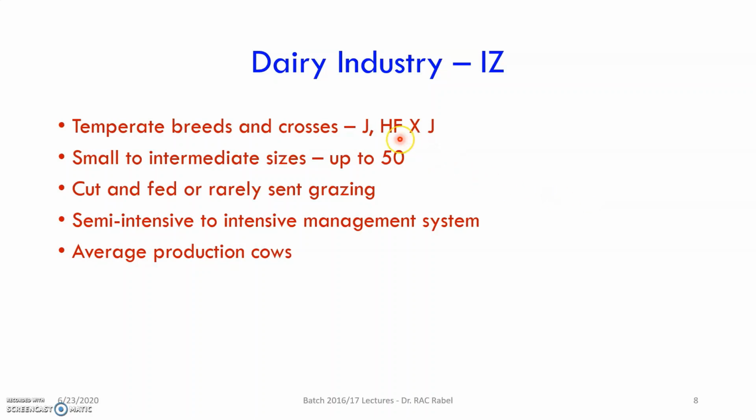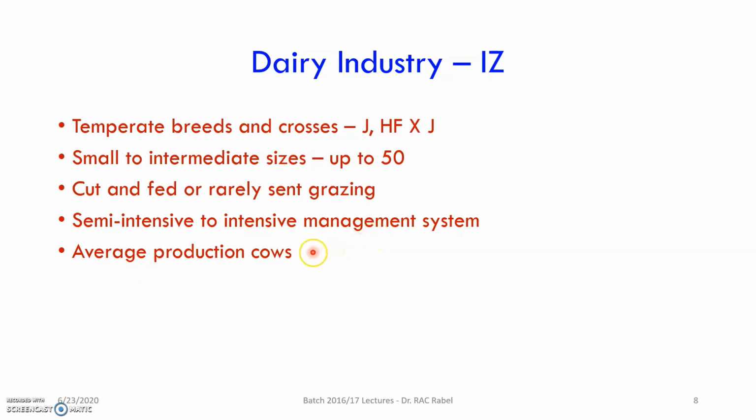So the breeds are different. You have Jerseys and Friesian cross Jerseys, small to intermediate sizes, up to 50. There might be a few farms that are above 50 animals, but mostly small scale farmers, 5, 10 animals, 20, 30 sometimes. Cut and fed usually. Sometimes they are sent grazing also. But like I said, the weather is not conducive to send animals grazing. So again, semi-intensive to intensive management system.